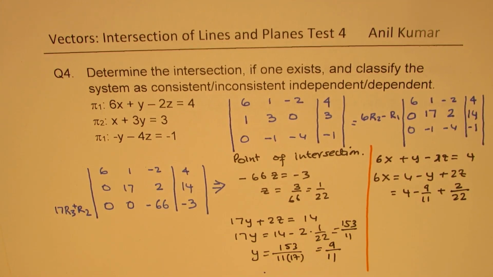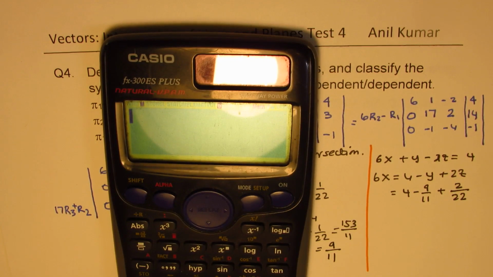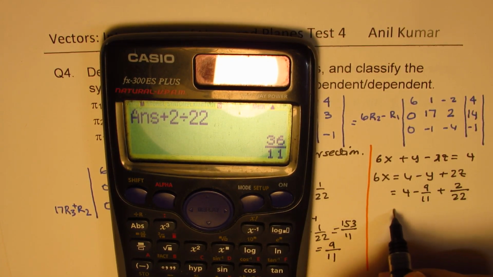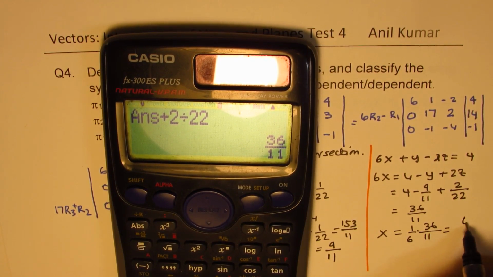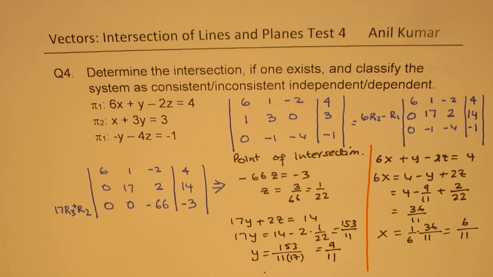So which is how much? Let's calculate. So I'm using calculator, which is not a must, but you know, in this it is allowed. So 4 minus 9 divided by 11, and then from here we'll add 2 divided by 22, and we get here equals to 36 over 11. So x is basically equal to 1/6 of 36 over 11, which is 6 over 11, correct? So we get 6 over 11 as the value of x in this particular case.